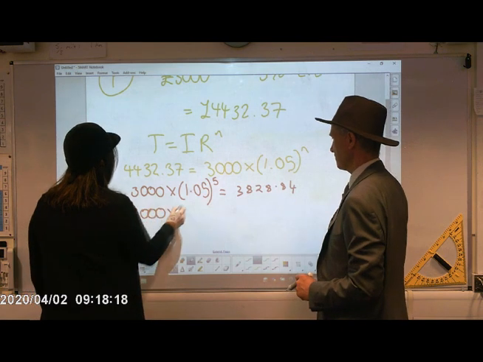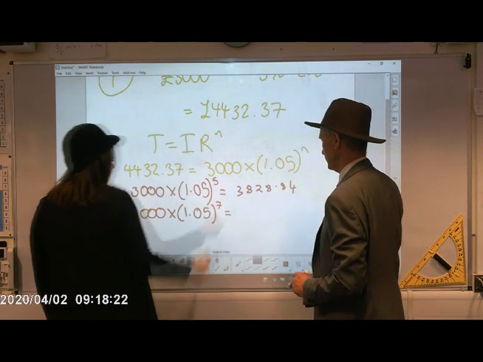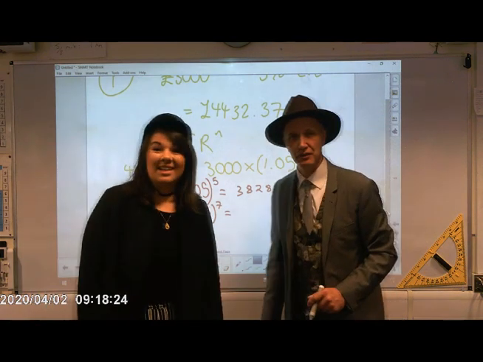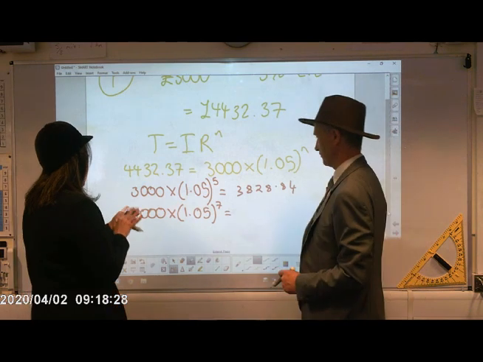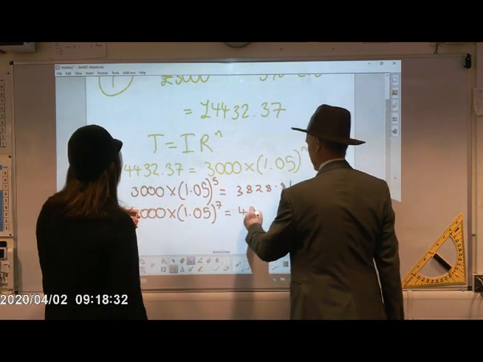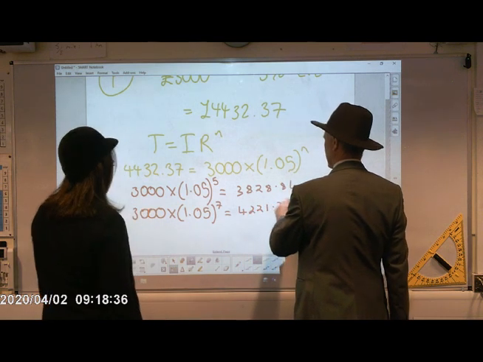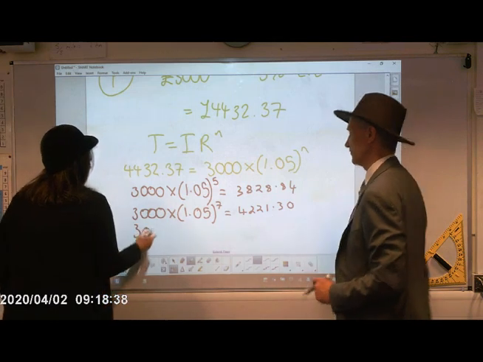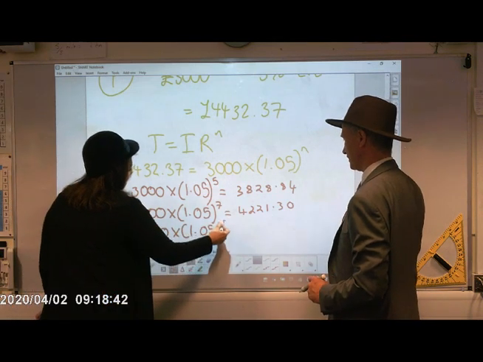7 years? And Mr. Massey came into our room the other day and he was like, oh, do you need to write it out every single time? Yes, you do, Mr. Massey, you lazy person. Because that's how you get your marks, people. 422. 1.30. Now we are very close. I'll go up one more year. 1.05 to the power of 8.